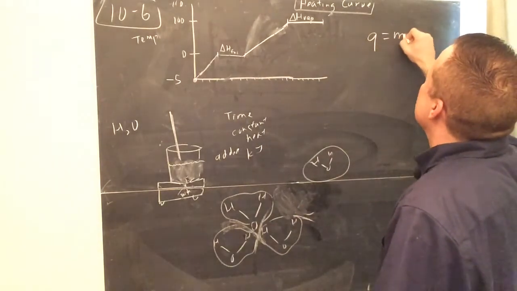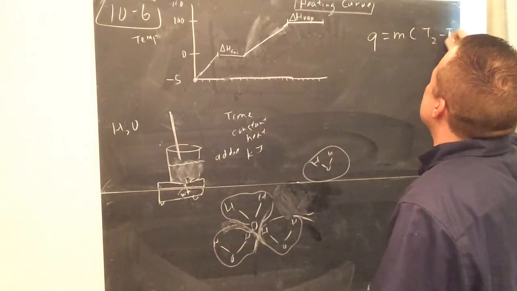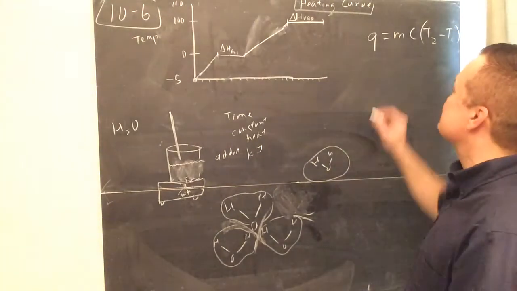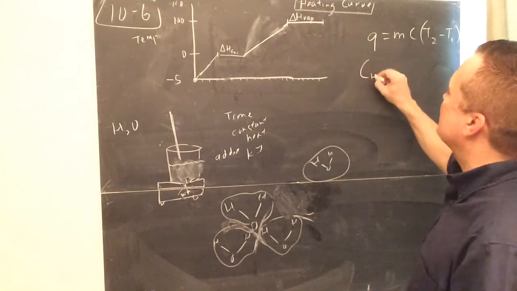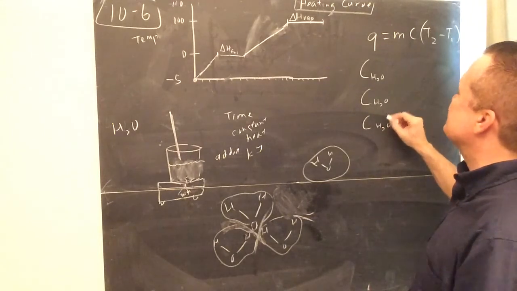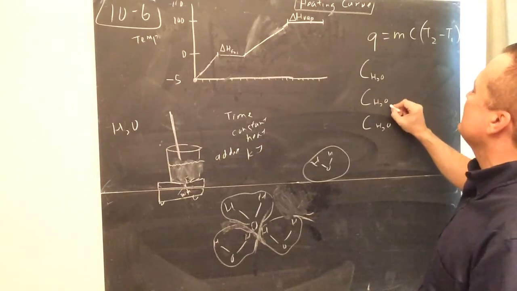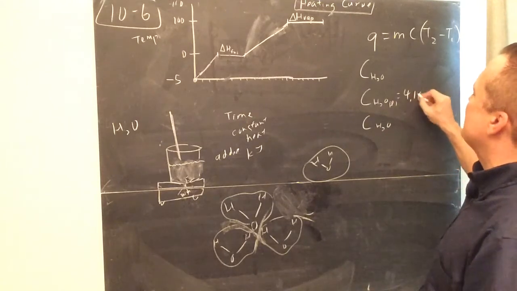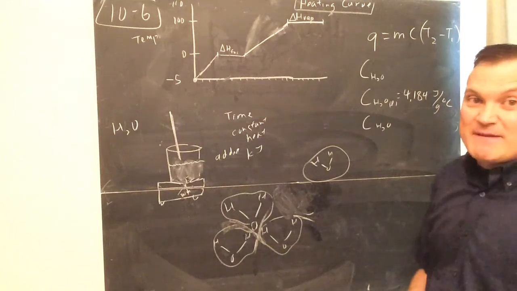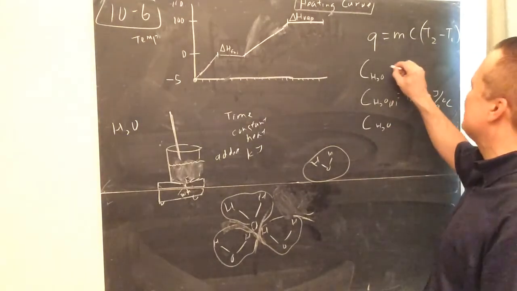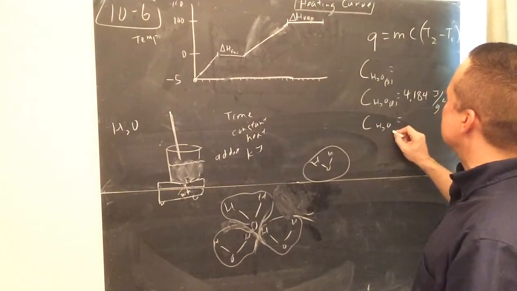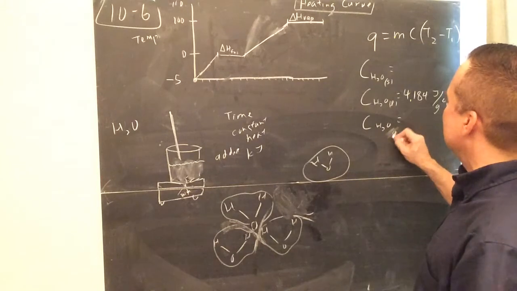Okay, Q is mC(T2 minus T1). Well, here's what makes this even more fun, and you'll like this. There's a specific heat constant for water, and there's a specific heat constant for ice, and for steam. So, for liquid water, the specific heat is 4.184 joules per gram degrees Celsius. Maybe you remember that number, okay? I don't remember what it is for ice, solid, and H2O gas, I'm sorry. It changes.